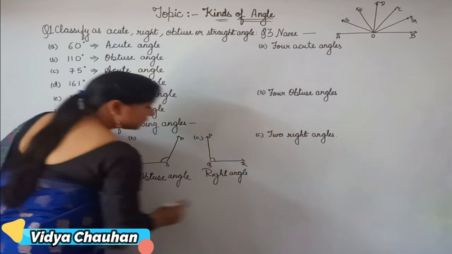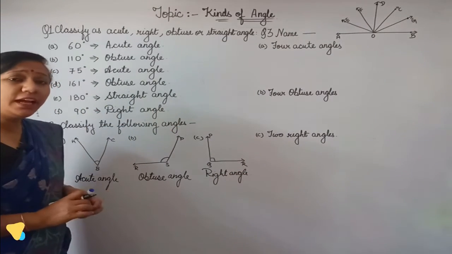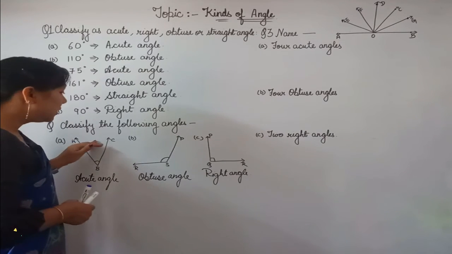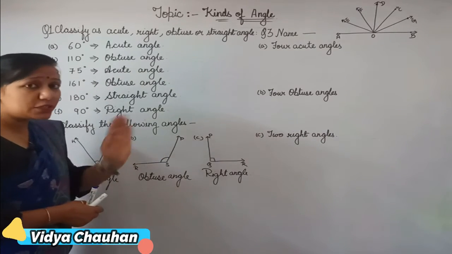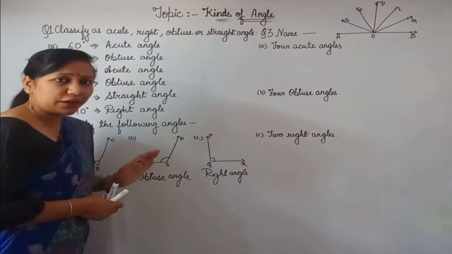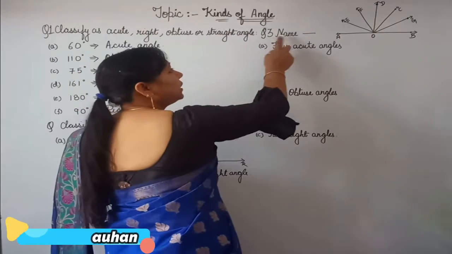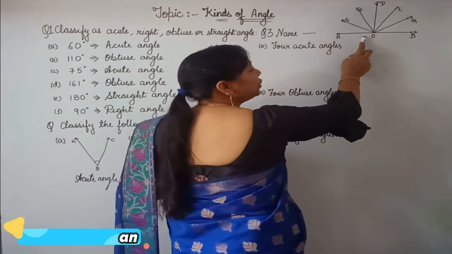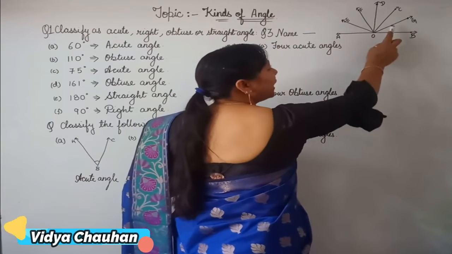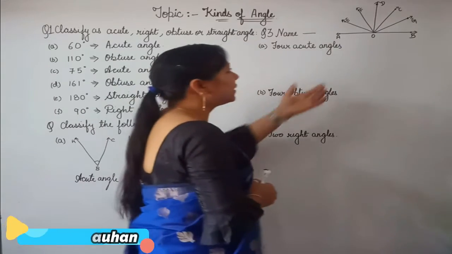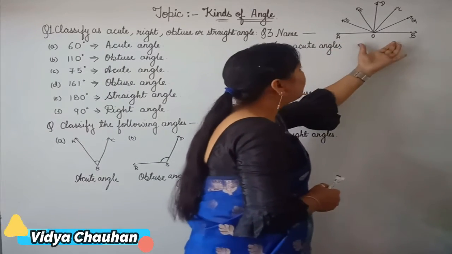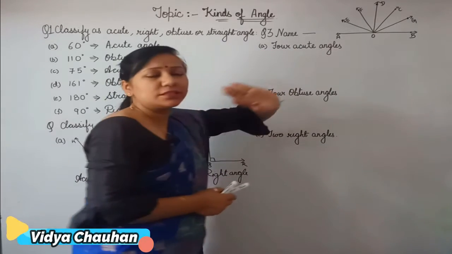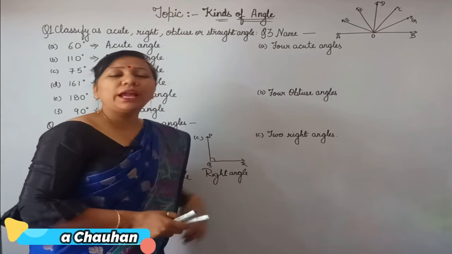Clear, students? So this is how you can easily identify an acute angle, obtuse angle or right angle on the basis of their figure only. There is no need of any protractor or measurement required. Okay, students? In the third question, a figure is given to you in which there are few angles drawn on a straight angle AOB, and you have to name the first 4 acute angles. So you have to write any 4 acute angles.